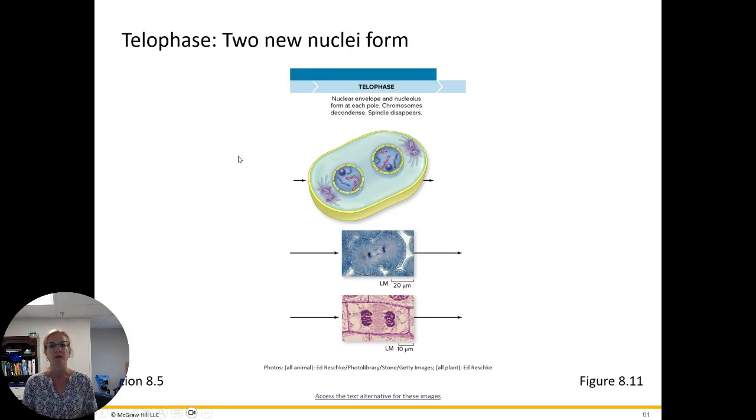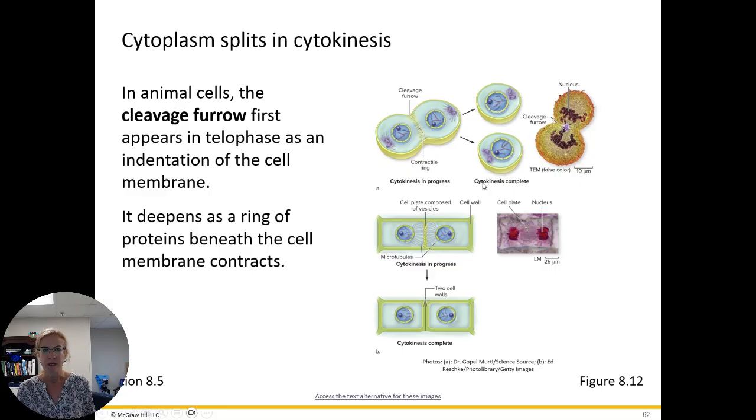In telophase, the nuclear envelope and the nucleolus have formed at each pole. So the nuclear envelope is starting to reform around the genetic material that has been divided. And the chromosomes decondense, so they turn back into their loose form, and the spindle is going to disappear. And finally, we have cytokinesis. This is when the cytoplasm is going to split.